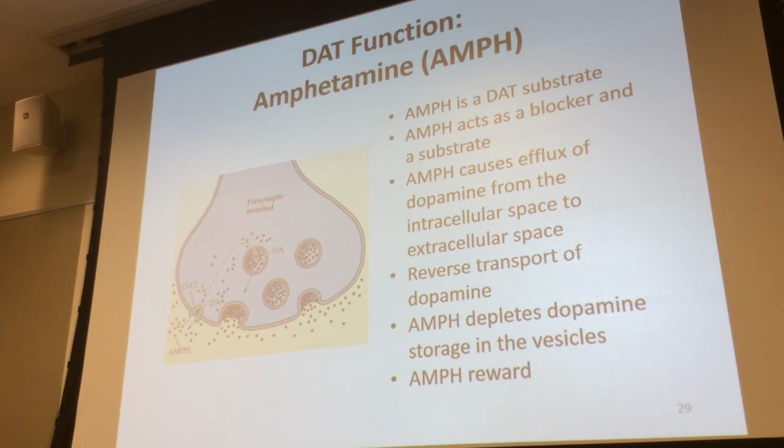Amphetamine is a substrate. When I say substrate, it means when it binds to the dopamine transporter, the amphetamine molecule gets transported inside, which is different from the blocker. The blocker sits on the membrane, blocking, okay? So amphetamine first binds, then gets translocated. So in that regard, amphetamine is both a blocker and a substrate. Make sense?